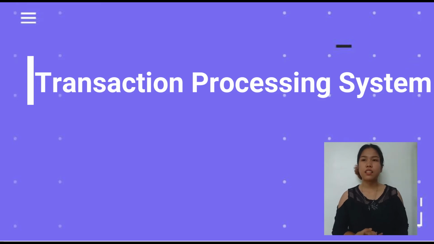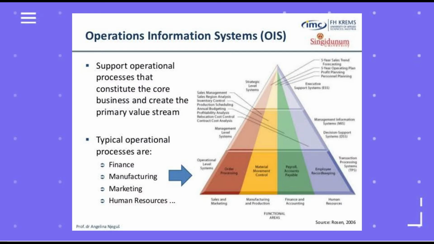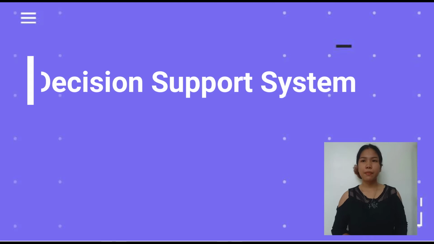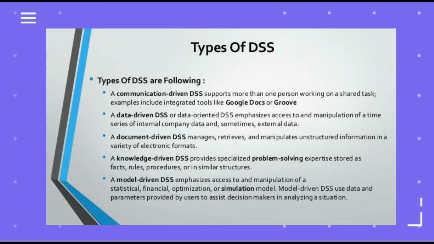This system processes a large volume of routine, recurring transactions. The Operations Information System. These systems gather comprehensive data, organize it, and summarize it in a form that is useful for managers. The Decision Support System. This helps managers with the necessary information to make intelligent decisions.